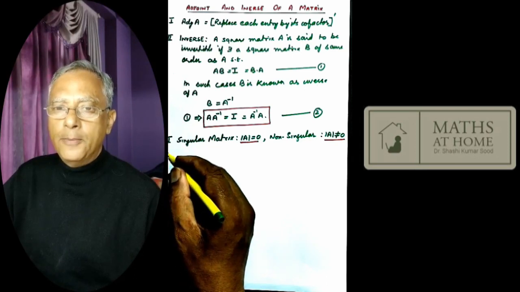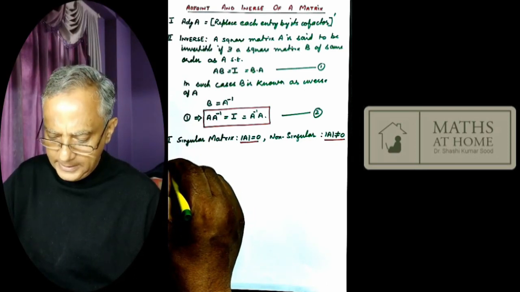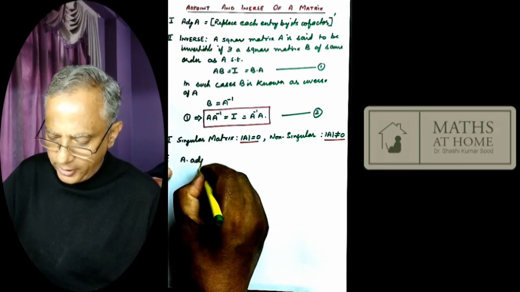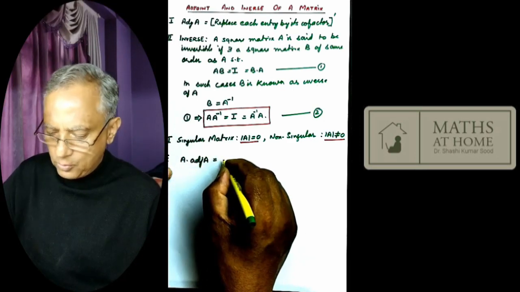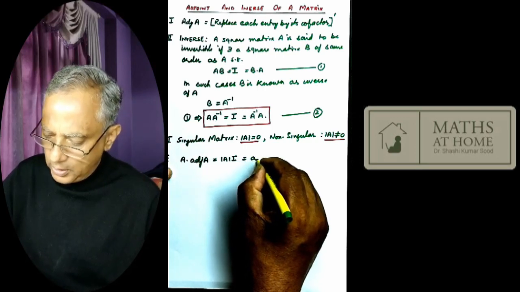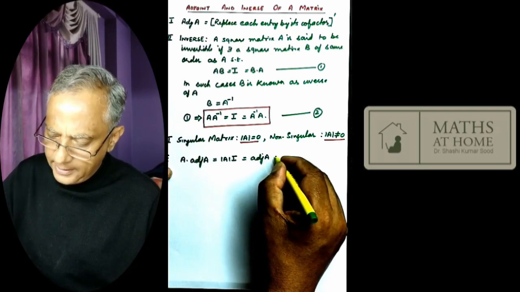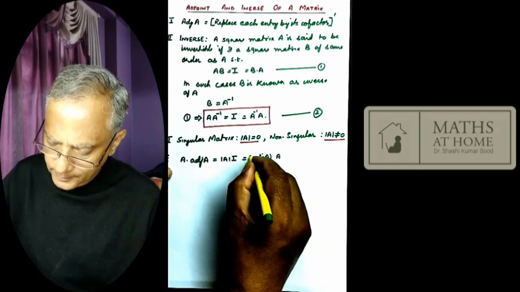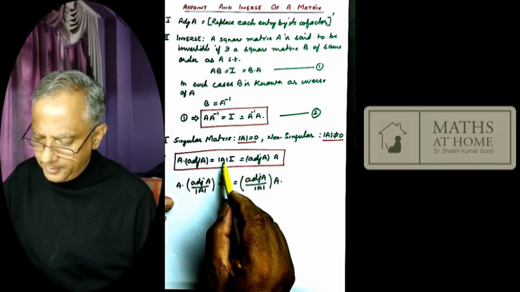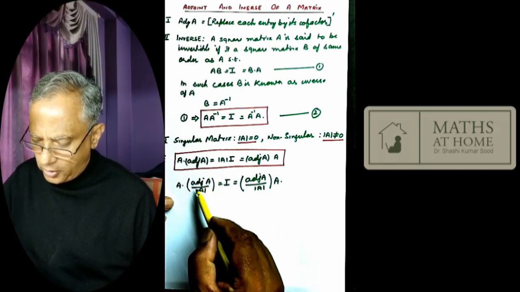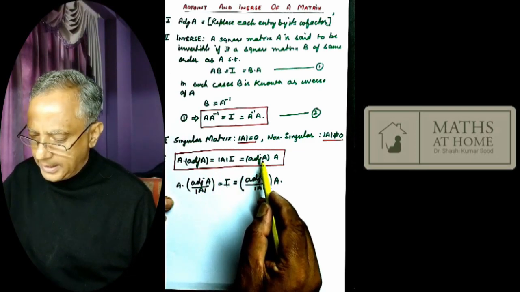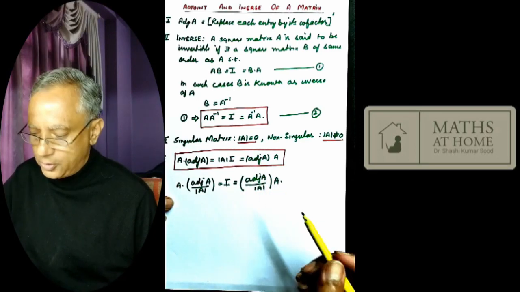Now I take up a very important property of the adjoint of a matrix. A into adjoint of A is equal to determinant of A into I is equal to adjoint of A into A. If we divide this equation by determinant of A, we will get A into adjoint of A over determinant of A, and here determinant of A will cancel, we will get I, and here adjoint of A over determinant of A into A.